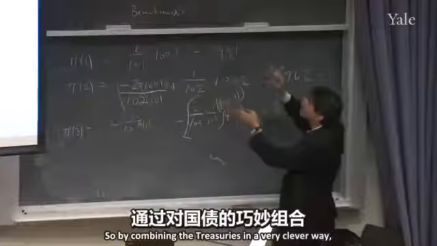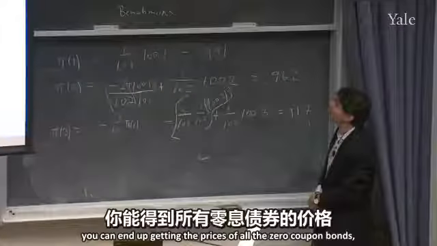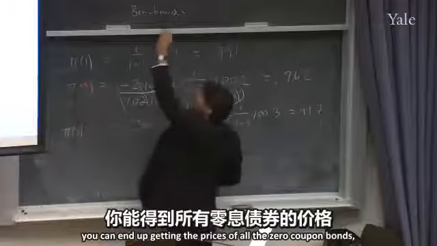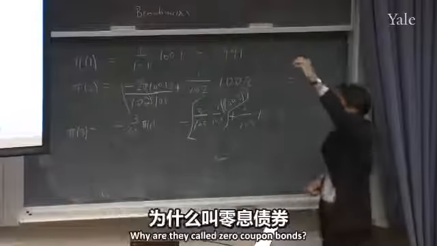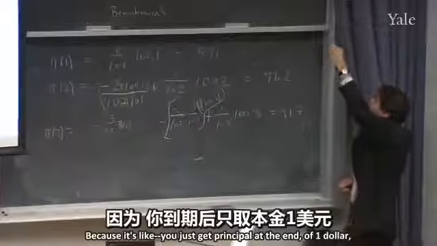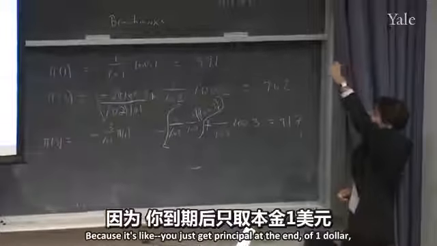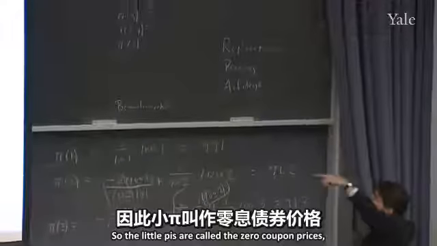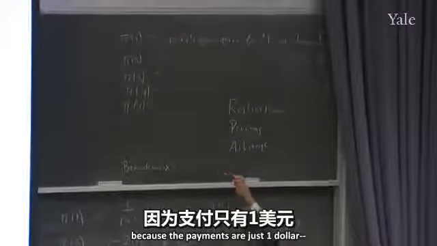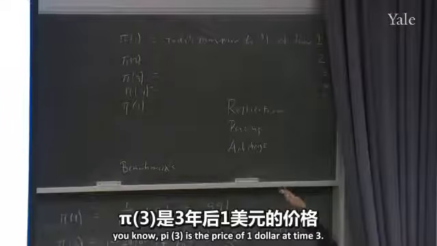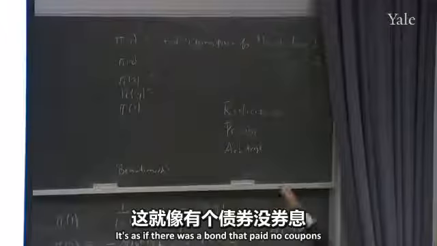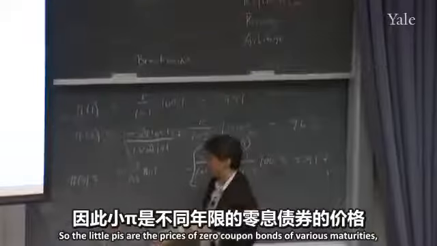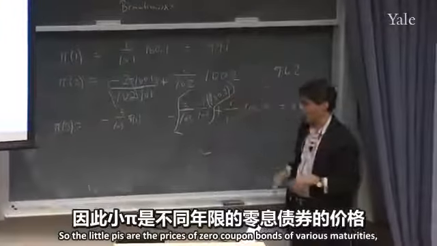So by combining the treasuries in a very clever way, you can end up getting the prices of all the zero coupon bonds, the things that pay just $1 at the end. Why are they called zero coupon bonds? Because it's like you just get principal at the end of $1 without any coupons in the middle. So the little pi's are called the zero coupon prices because the payments are just $1. You know, pi 3 is the price of $1 at time 3. It's as if there was a bond that paid no coupons and paid $1 of principal at time 3. So the little pi's are the prices of zero coupon bonds of various maturities.